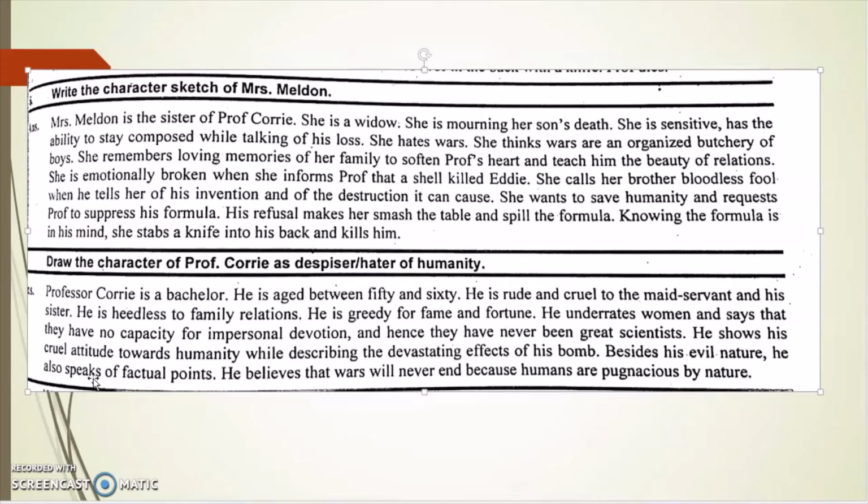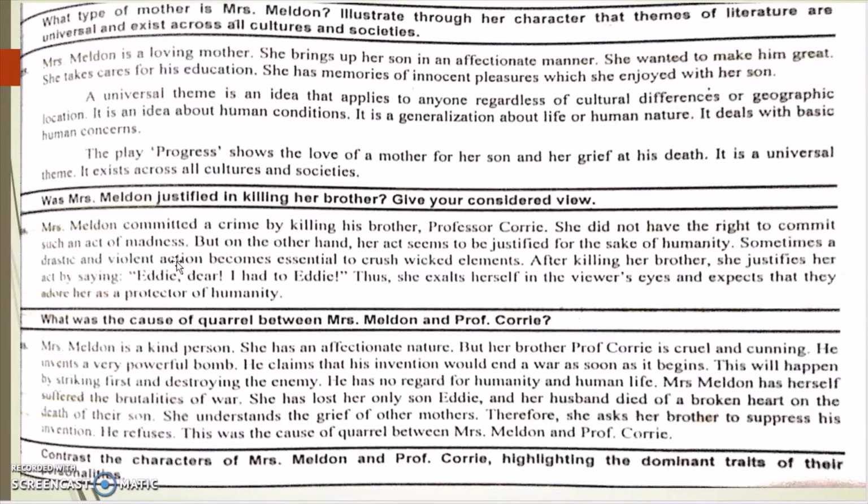Besides his evil nature, he also speaks of factual points. He believes that the war will never end because humans are pugnacious by nature. So he believes that even if he does not make a weapon, the war is not going to end because somebody else is going to make a weapon, and then somebody else is going to have a war. And he believes that human beings are always going to have war in one part of the world or the other, because war is all about profits. So the greed is basically the reason why wars happen.